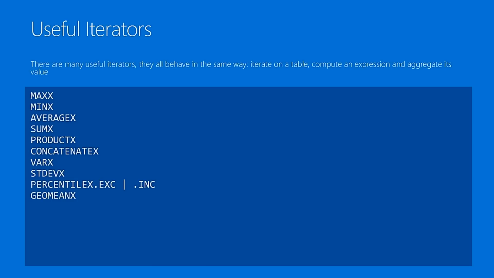Okay. We have iterators. There are a lot of iterators: max-x, min-x, average-x, product-x, concatenate-x, standard deviation, percentile, geometric mean. There are really a lot of them, and nearly all of them follow the same pattern. If you want to compute the average, the minimum, or the percentile over a table, you typically iterate it, use calculate to consolidate the row context into a filter context, compute the value, and then you get the value that you want.